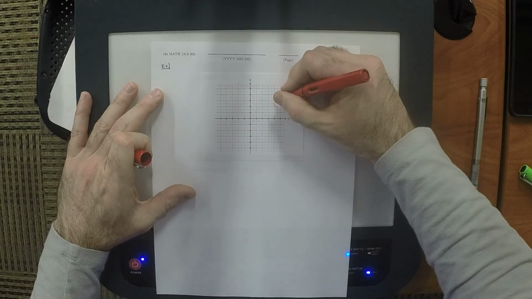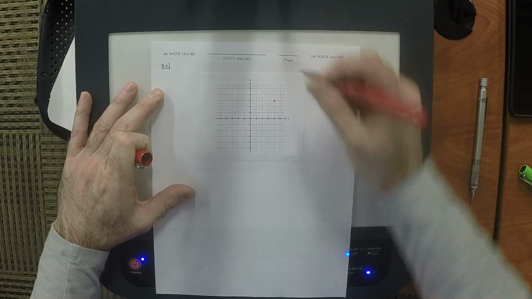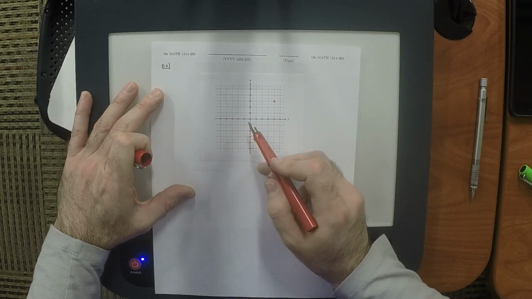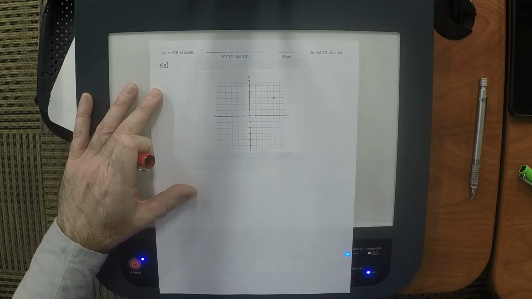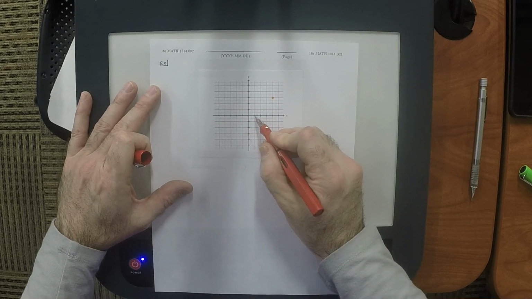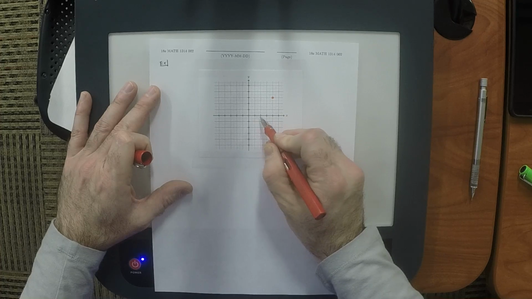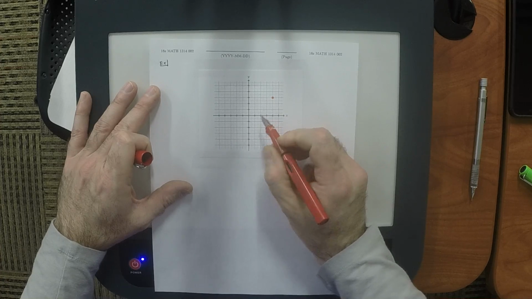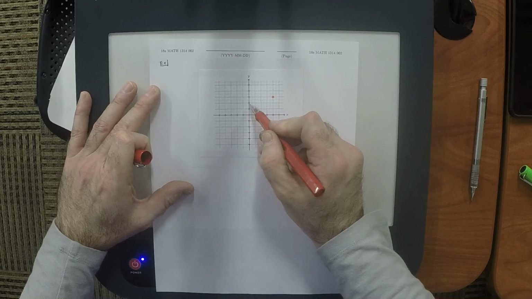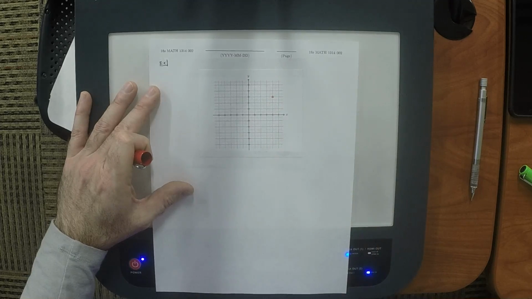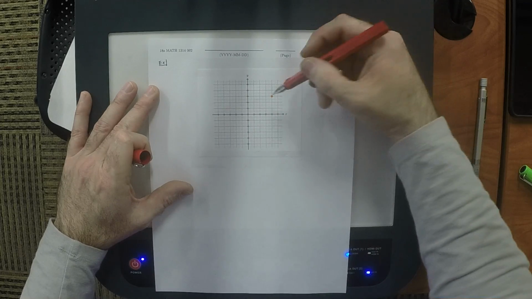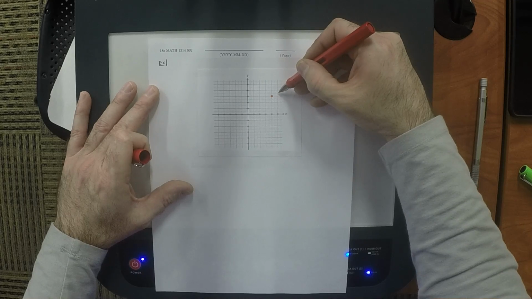So here's a point. And for all the semester, I'm going to consider these to be integer points. So on the horizontal axis, that's 1, 2, 3, 4, etc. And on the vertical axis, that's 1, 2, 3, 4, etc. So my question to y'all is, what are the coordinates of that point?